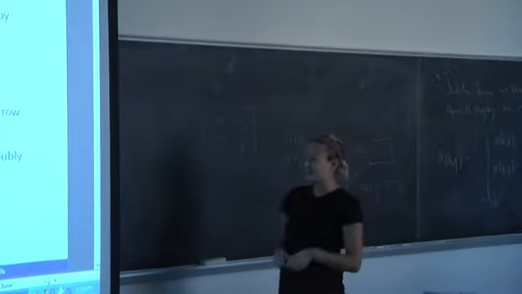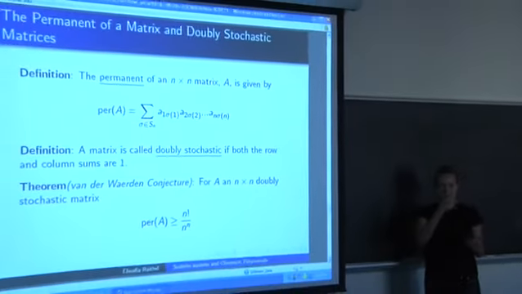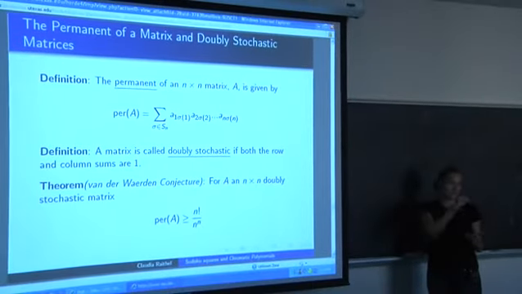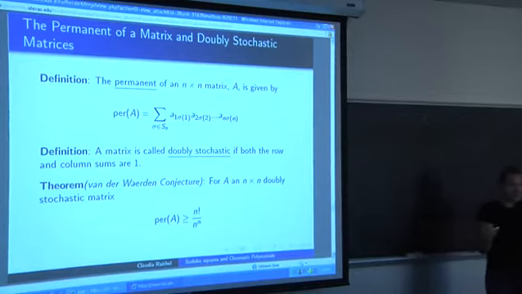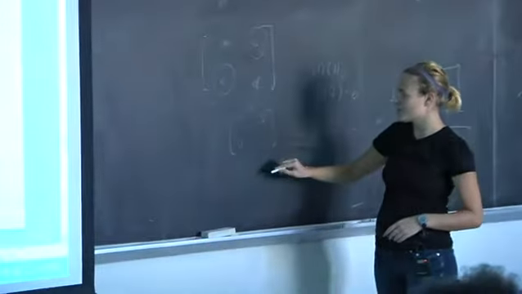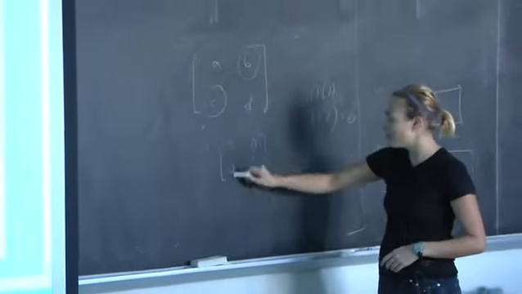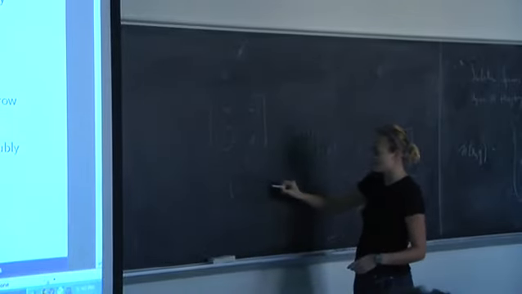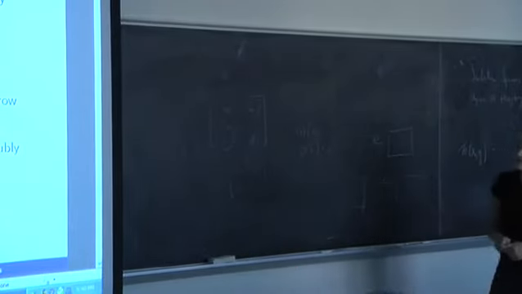A matrix is called doubly stochastic if the sums of the entries in each row and each column are all equal to 1. So for example, the identity is doubly stochastic, because if I sum any row, it's equal to 1, and if I sum any column, it's equal to 1.